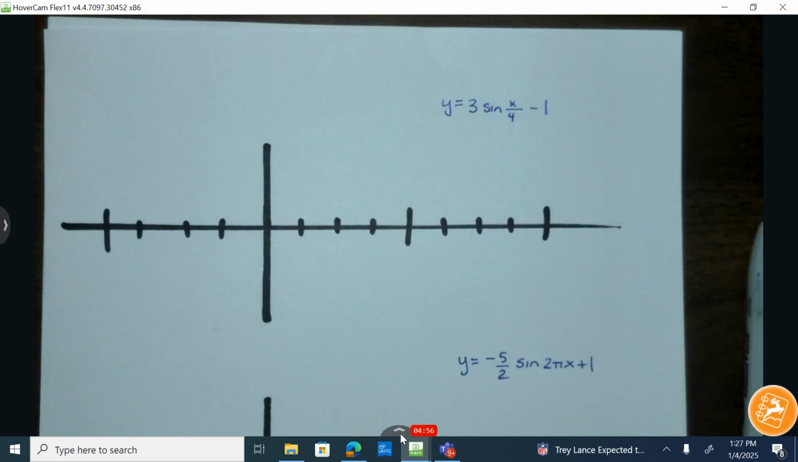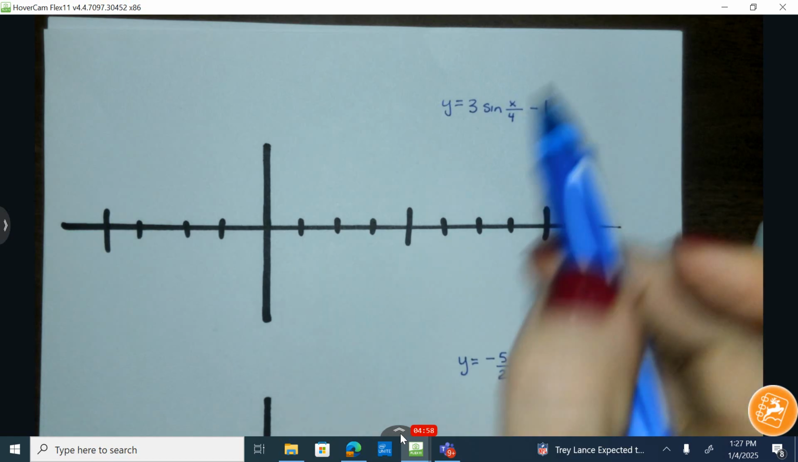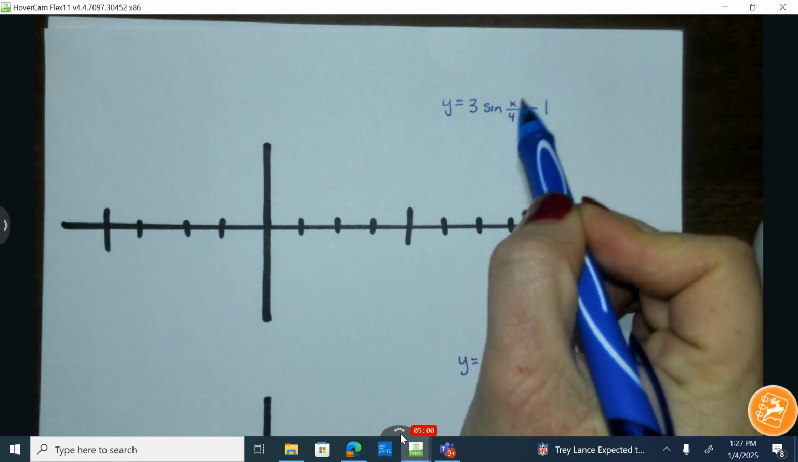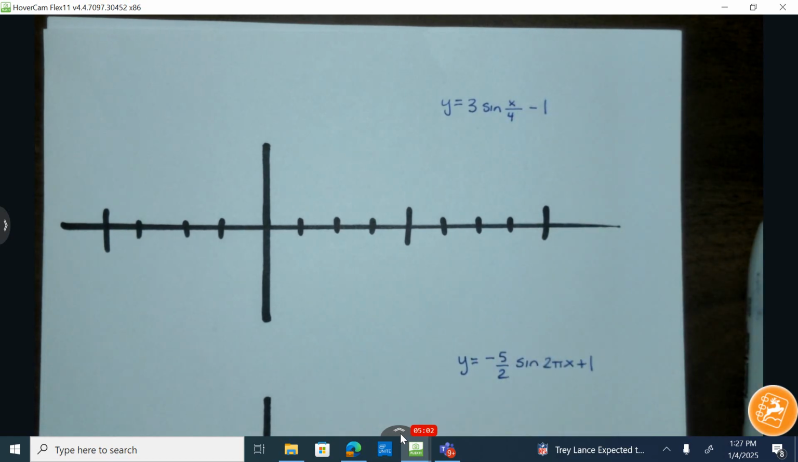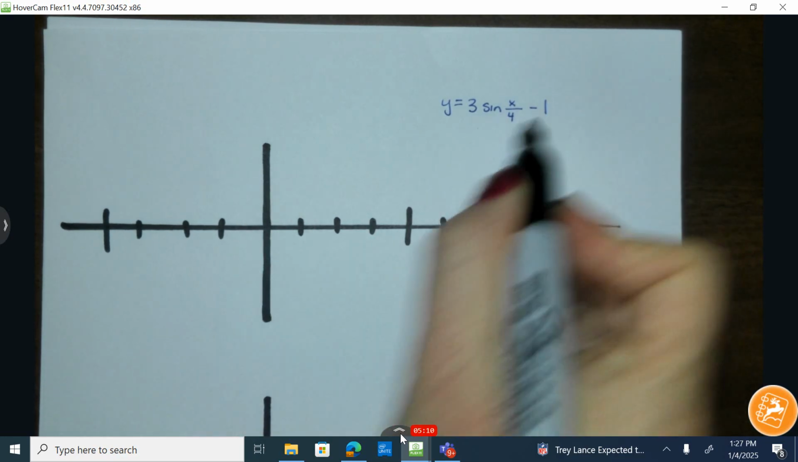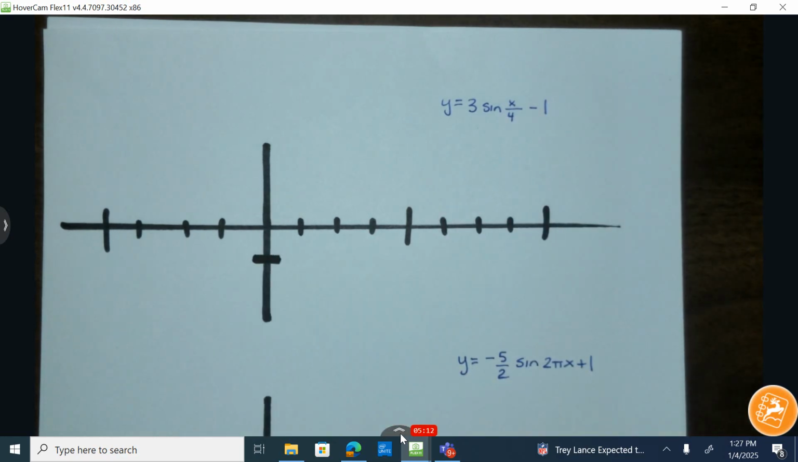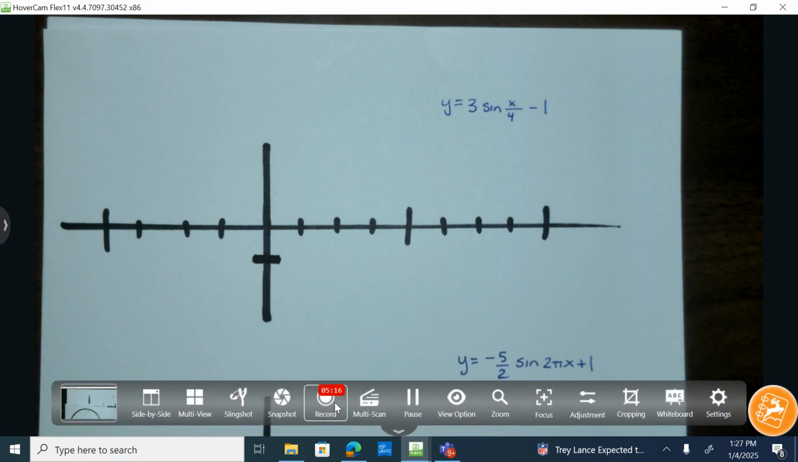All right, so this looks a little bit different, and how it looks different is now we have a number in back that is either being added or subtracted. That's going to represent that vertical shift. And so what I'm going to do is start by demonstrating where that is on the graph. So I'm going to go down 1. So it's like I'm taking the x-axis and I'm dropping it down a value of 1. This is my new midline.